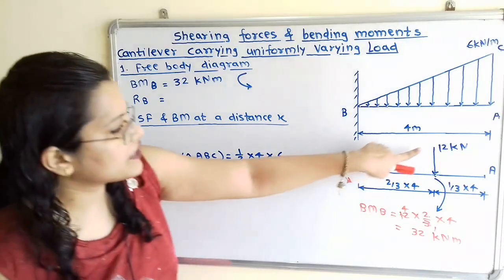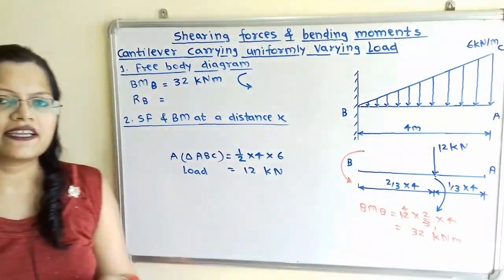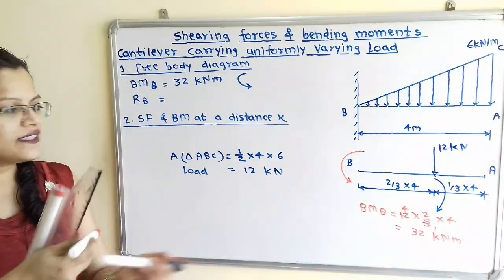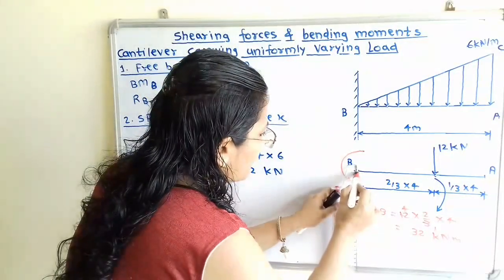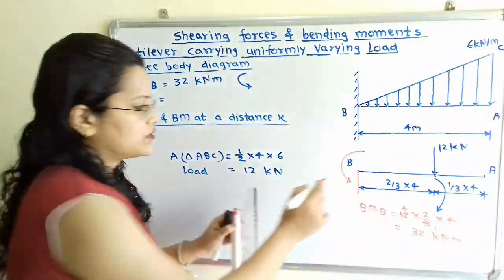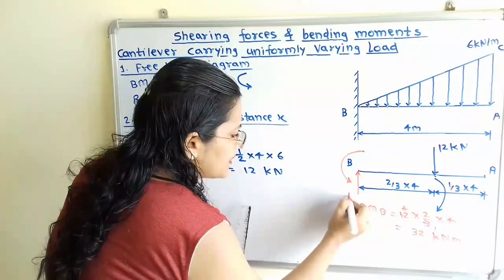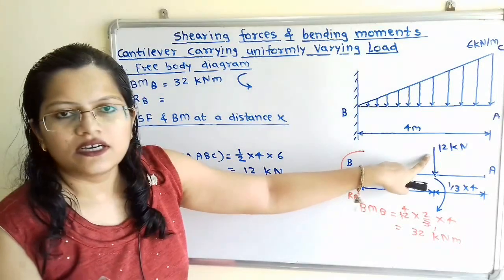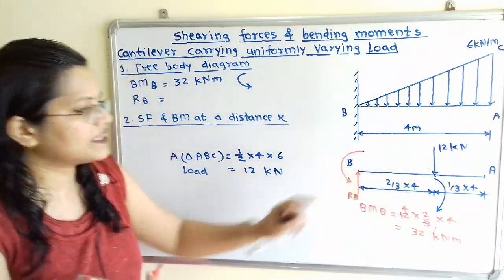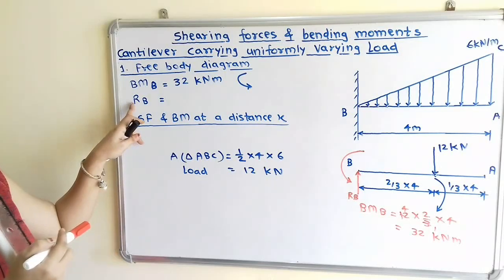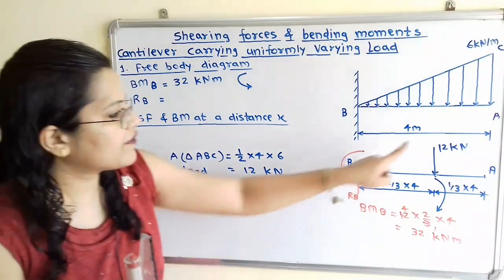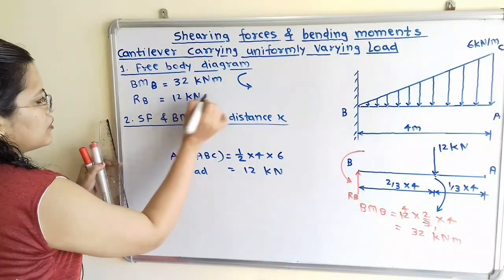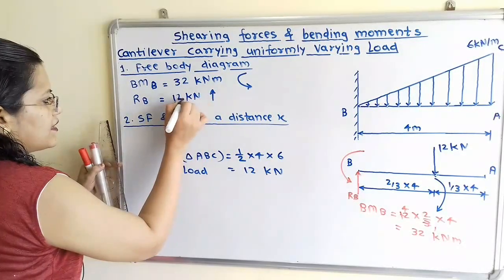Now if we observe here, this load of 12 kN is acting in a vertically downward direction and end B is the fixed end. So at this end B, we have to apply a force in the opposite direction. So here is the reaction at point B, that is known as RB. This RB is equal in magnitude but opposite in direction. So we have to mention here that the magnitude of RB is 12 kN and its direction is upward. We will mention here 12 kN and its direction also.